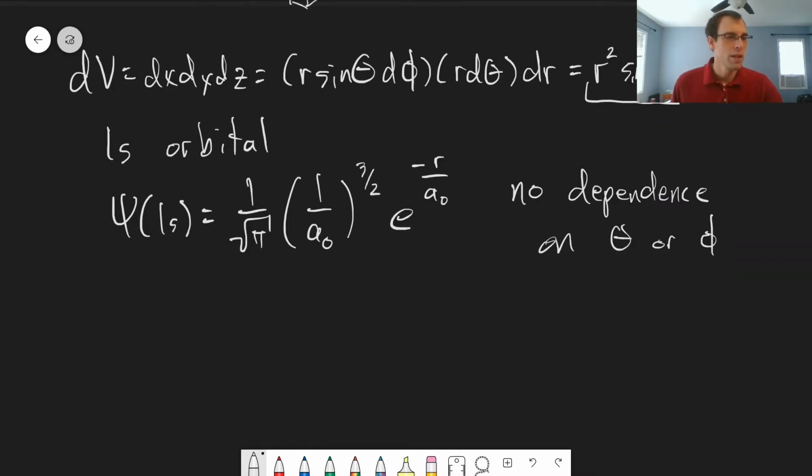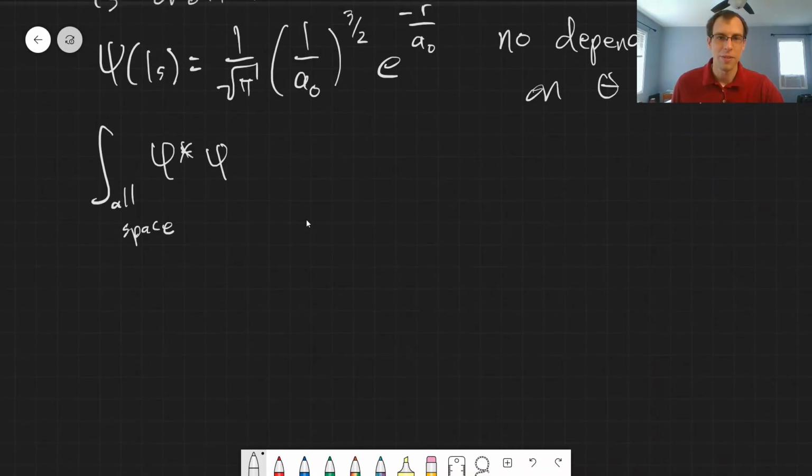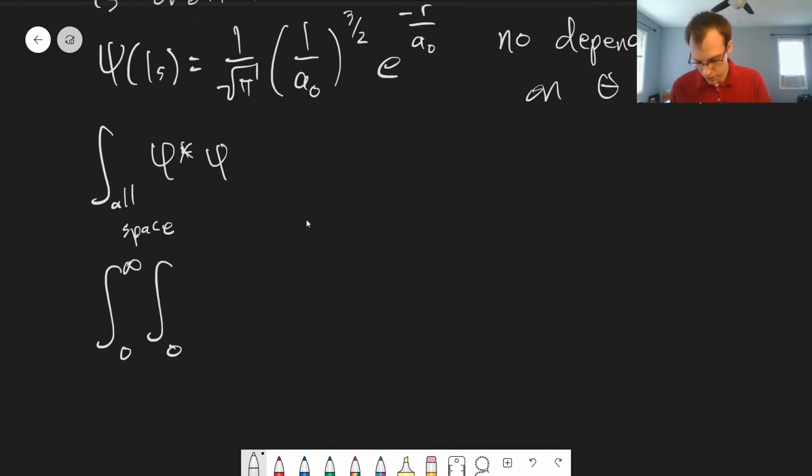So if we want to integrate this, let's say we want to look at whether this wave function is normalized, we need to do an integral over all space of our psi star psi. So let's put in specific values here. We have to integrate over all 3 variables that we have, and we have to get the right ranges here. So for r, we go from 0 to infinity. For theta, we go from 0 to pi. And for phi, we go from 0 to 2 pi.